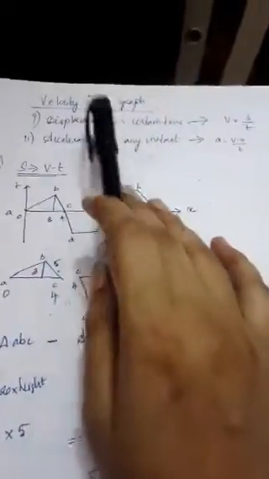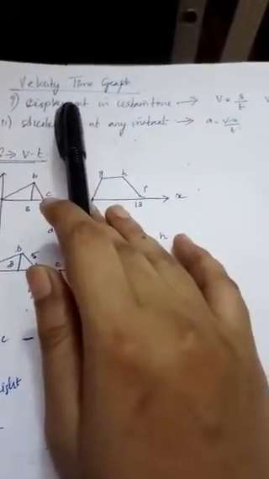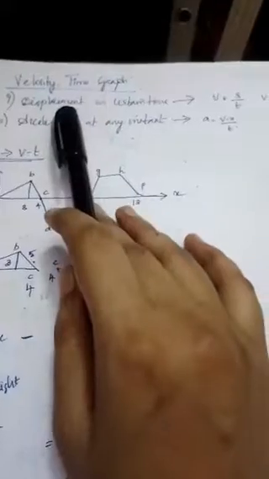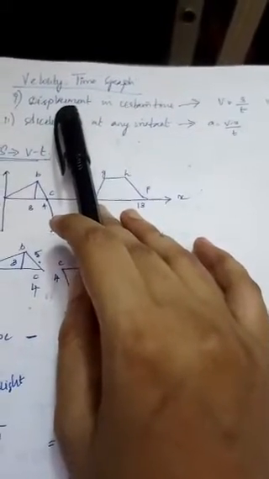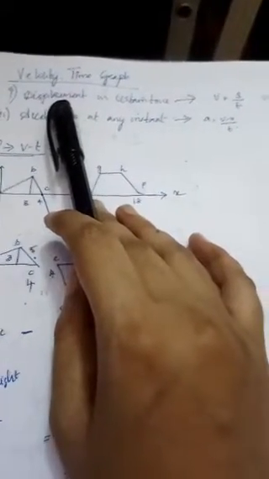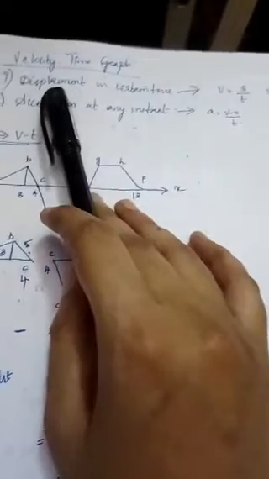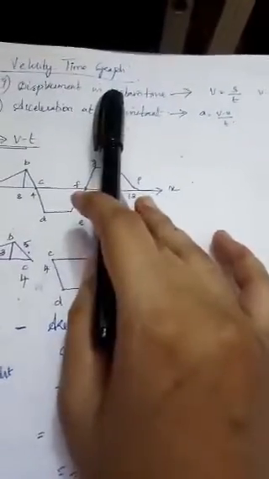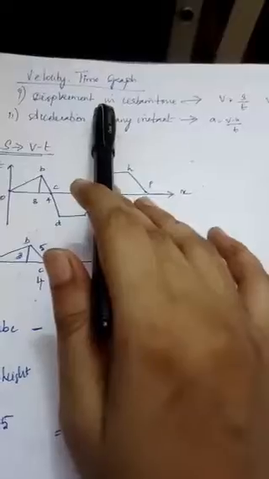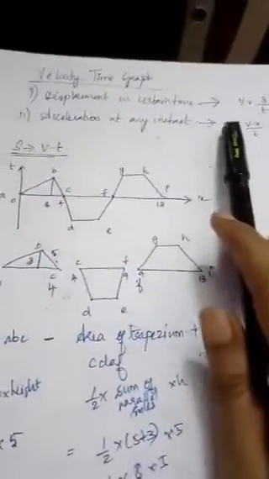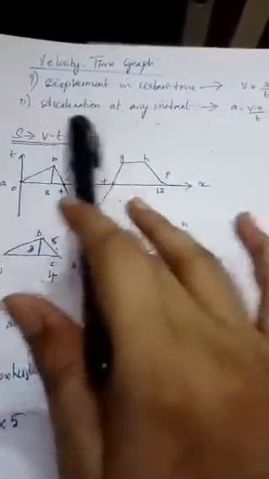What are we going to obtain from using the velocity time graph? If you take your displacement time graph, we are able to say about your velocity, whether it is uniform velocity or non-uniform velocity. That is what we were able to obtain. Similarly, using your velocity time graph, I can obtain the displacement. Similarly, I can also obtain my acceleration.